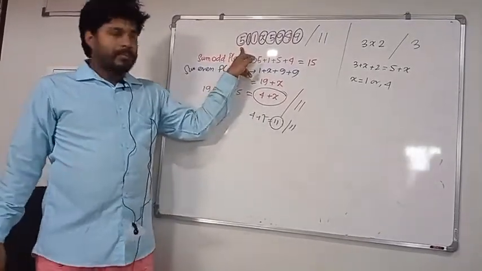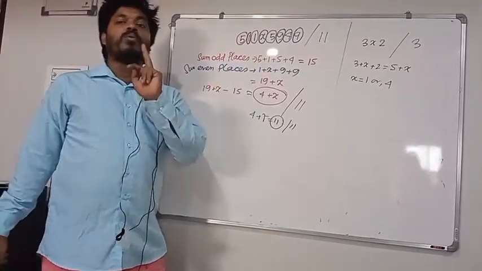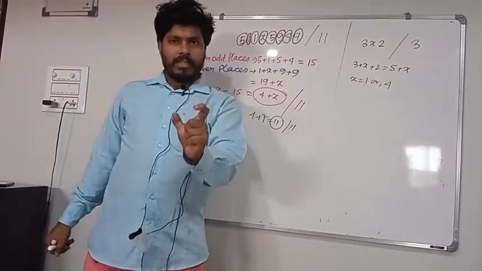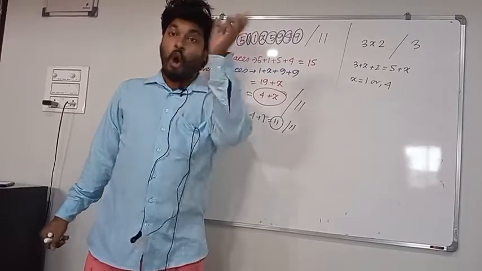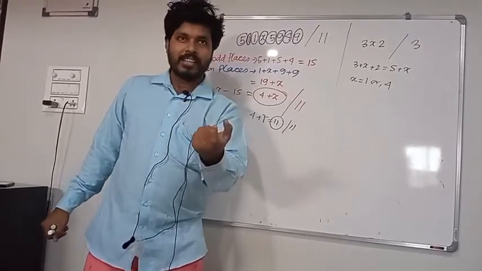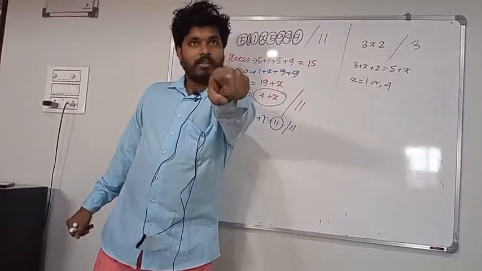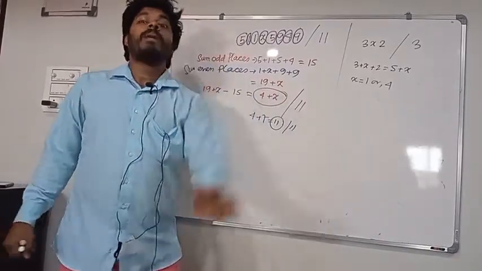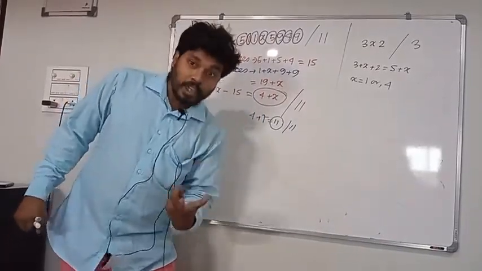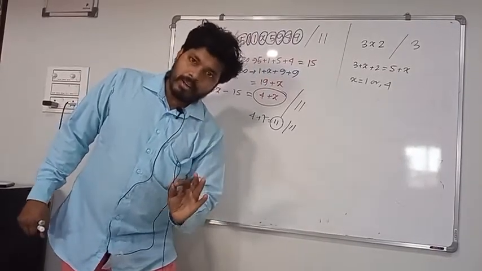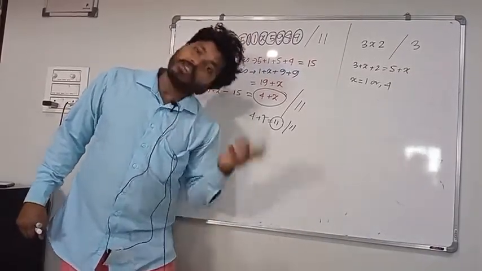This is the number. And what is the divisibility rule of 11? Sum of the odd places minus sum of the even places, or sum of the even places minus sum of the odd places. If the difference is divisible by 11, or if the value is 0, or if the value is 11, then the number is divisible by 11.